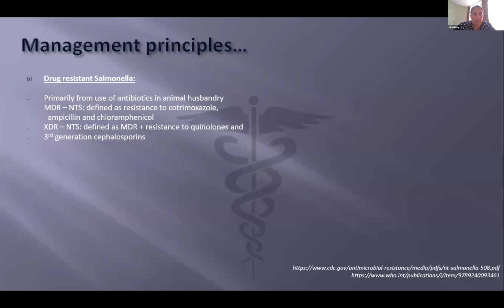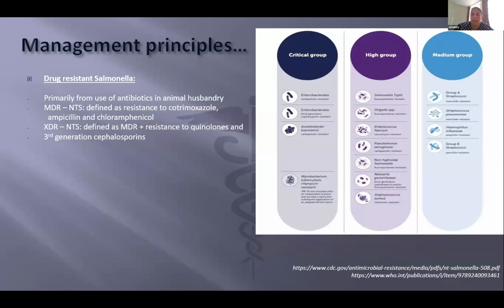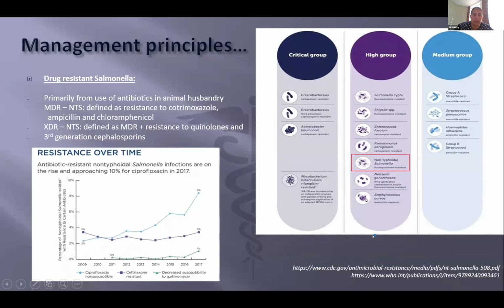So drug-resistant Salmonella is obviously a problem that's growing, and this is primarily from the use of antibiotics in animal husbandry, and this is where the One Health perspective is important to remember. MDR non-typhoidal Salmonella is defined as resistance to cotrimoxazole, ampicillin, and chloramphenicol, and XDR is where you have MDR plus resistance to quinolones as well as third-generation cephalosporins. This is the WHO pathogen priority list, and you can see NTS with fluoroquinolone resistance has made the high group. So this is something to watch out for, and it is becoming a problem.